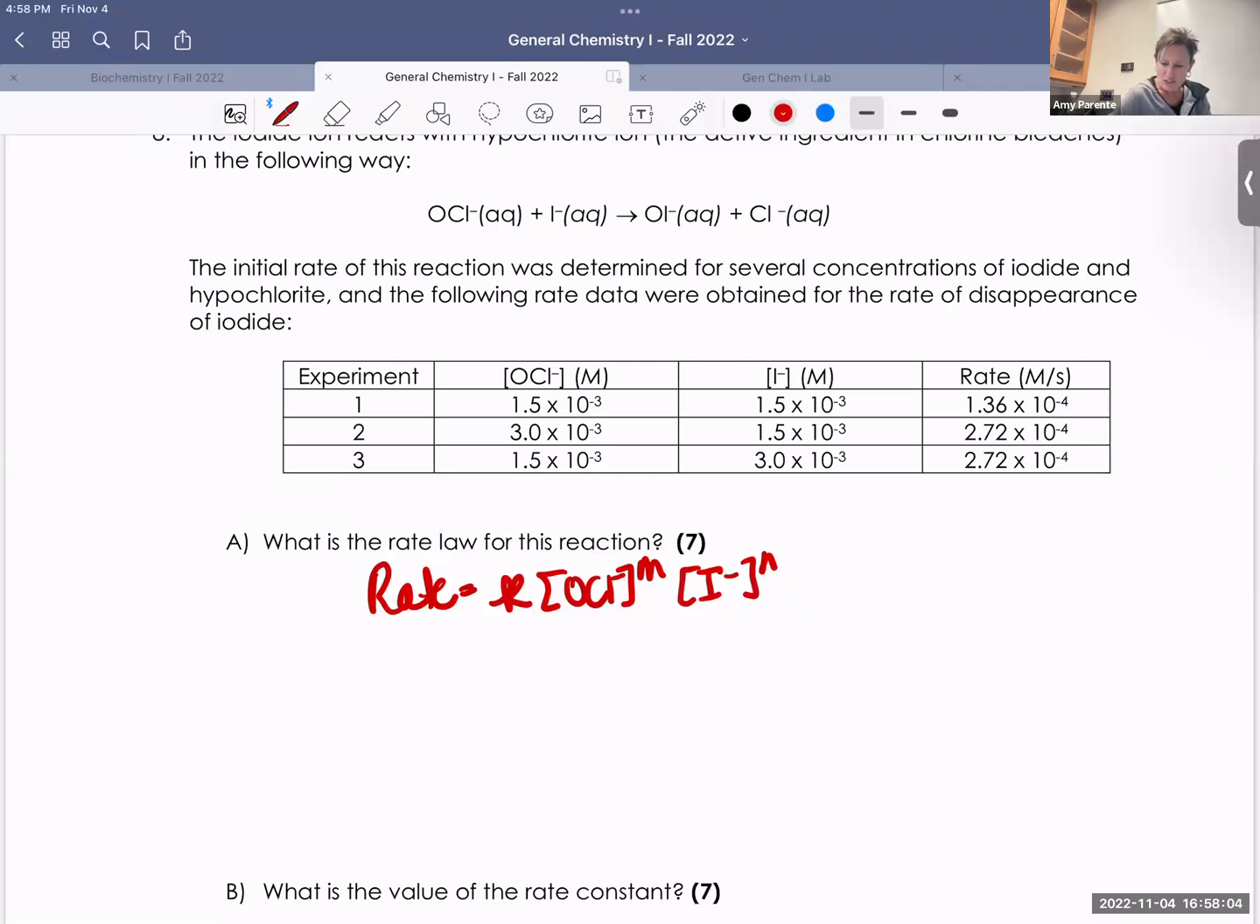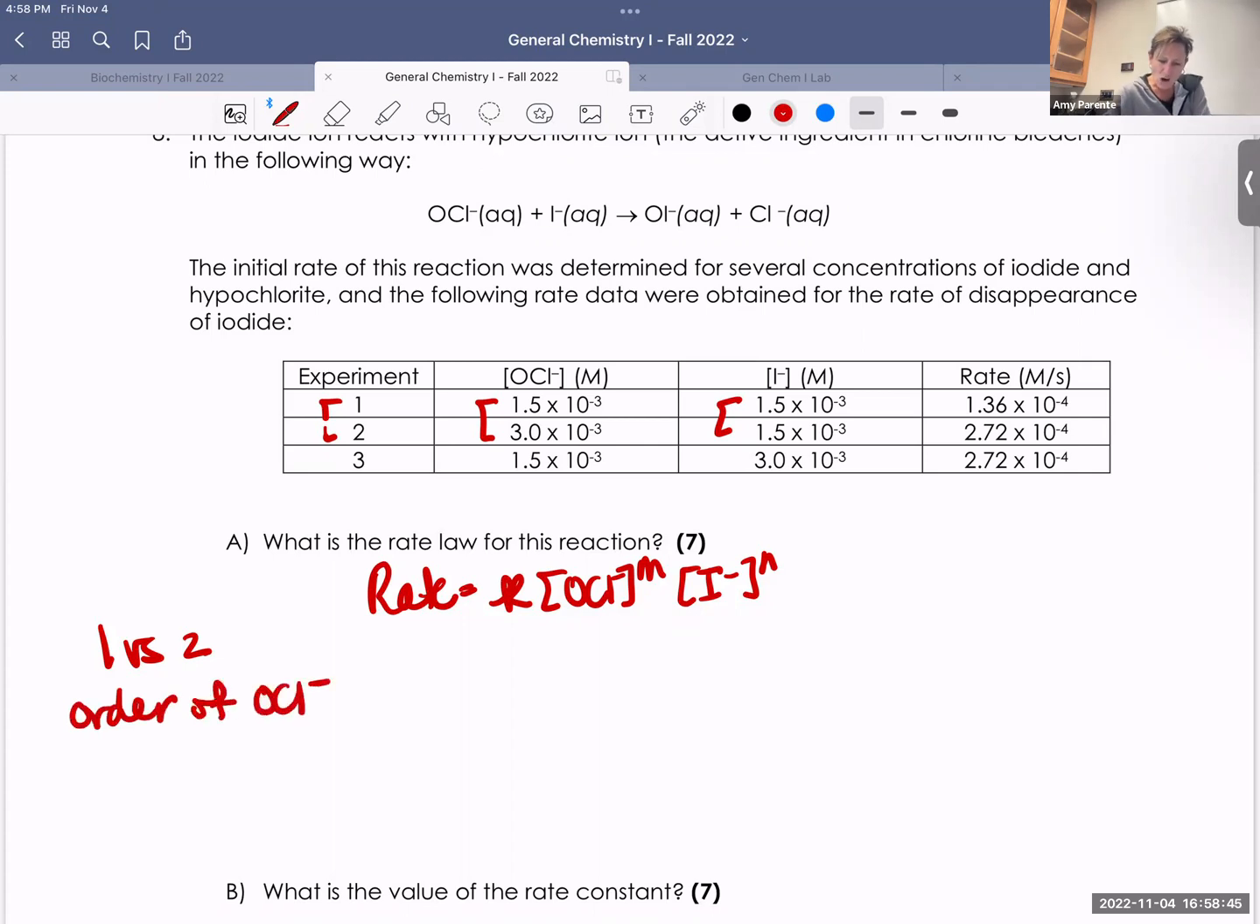So to figure out experimental orders, we have to figure out where I have concentrations that are changing and where I have ones that are held constant. So for example, if I compare 1 versus 2, and I know this is a place where students can get confused, like what is the order that it is telling me? If I'm comparing 1 versus 2, I'm holding I minus constant and I'm changing OCl minus. So 1 versus 2 is going to give me the order of OCl minus. You see that?